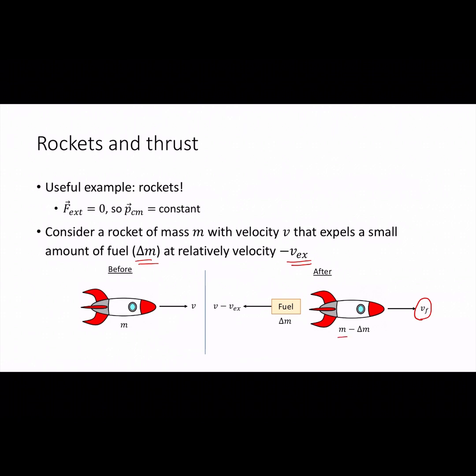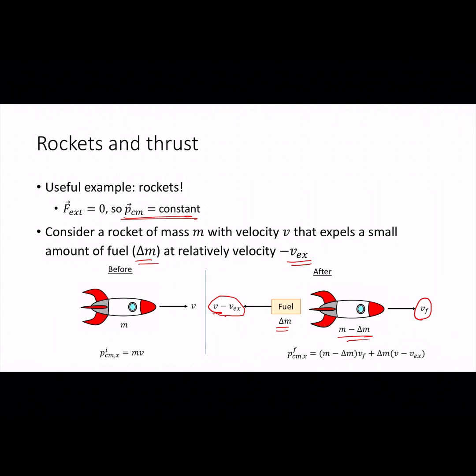A little bit less mass because it lost the mass of the fuel. Meanwhile, the fuel is moving backwards, so the fuel has mass delta m, and it's moving backwards at relative velocity v_ex, v expulsion, so that's v minus v_ex. That's the velocity of the fuel. And now let's use this idea that the center of mass momentum is constant, or in other words, that momentum is conserved.